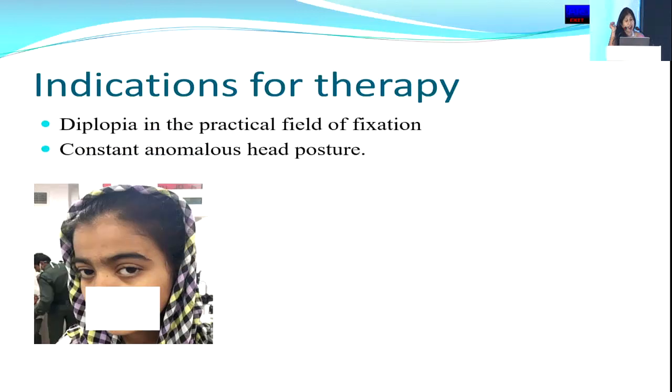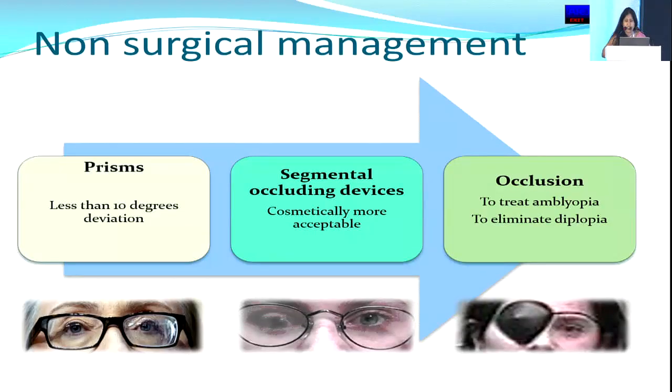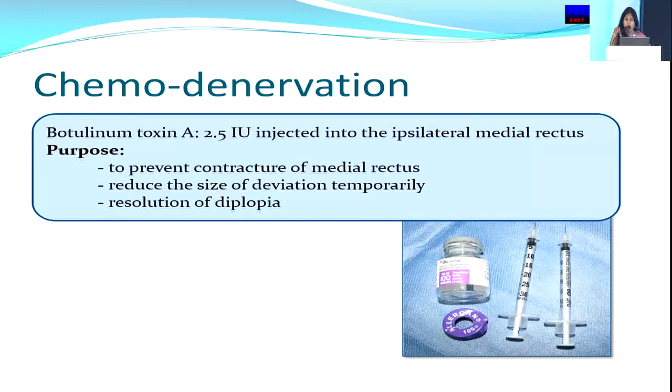So coming to the indications for therapy, as already described by Dr. Digvijay, it's the diplopia in the primary gaze, which is a problem, and a constant anomalous head posture that you need to correct. So therapy can be non-surgical and surgical, as has been discussed earlier also. We can also give Botox, as talked about by Dr. Saurabh Jain, very nicely showing some cases. The same thing can be given in paralytic cases also.